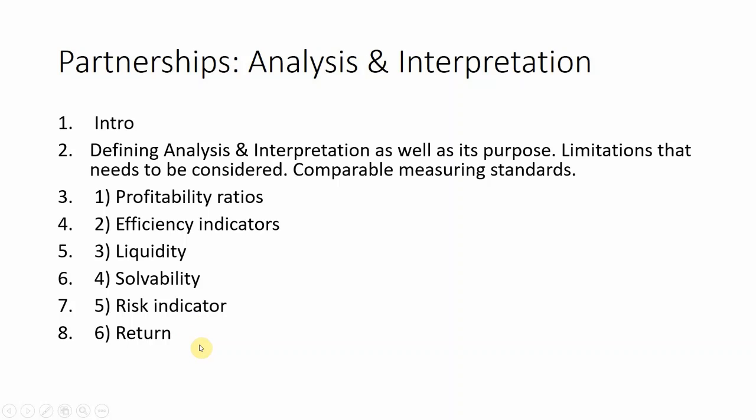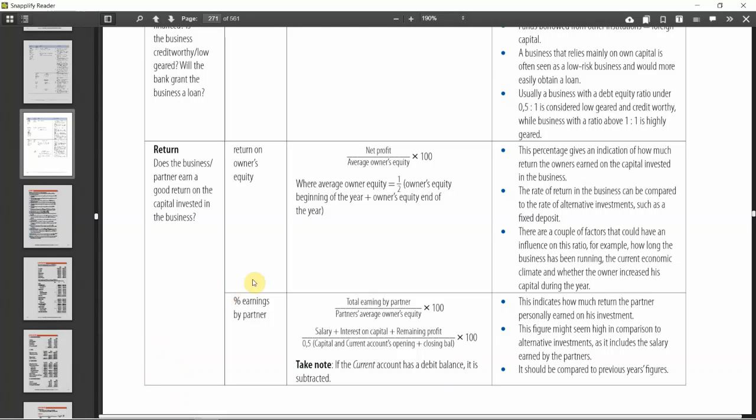The final ratios or indicators we are going to tackle are the return ones. There we are going to look at two: the return on the owner's equity and the percentage earnings by the partner. Now, if we think return, we are thinking the bottom line. Bottom line, we are thinking about profit. So that which the owners invested in the business, did it deliver a decent return? Or would they have been better to safely invest their money in, for example, a fixed asset? That's what it's all about.